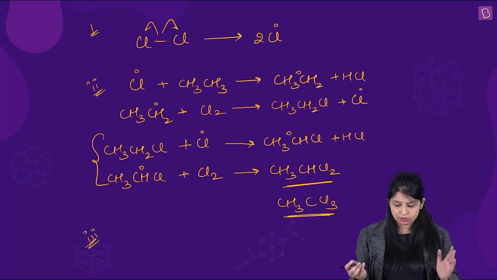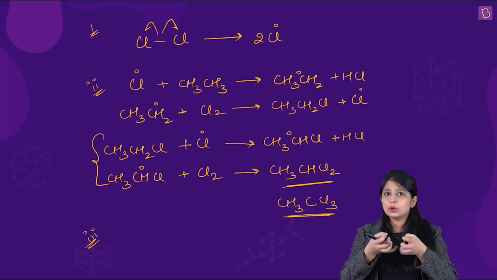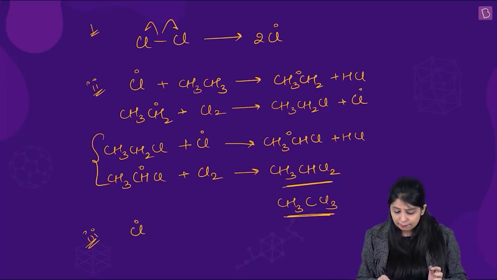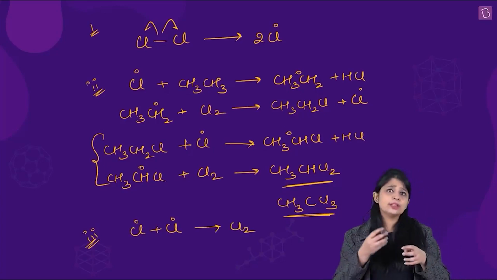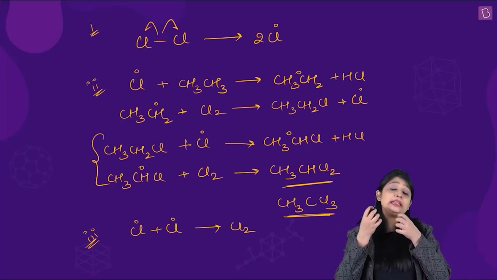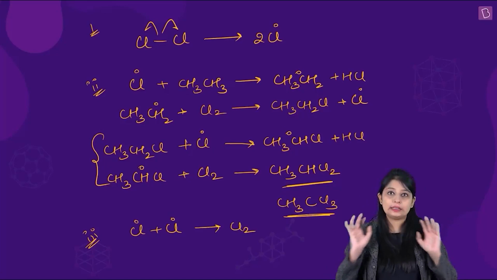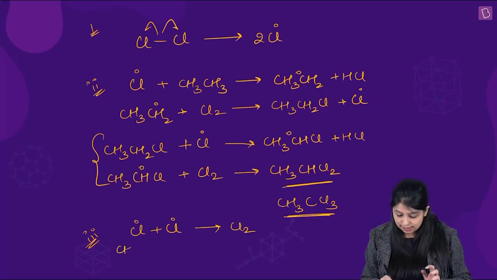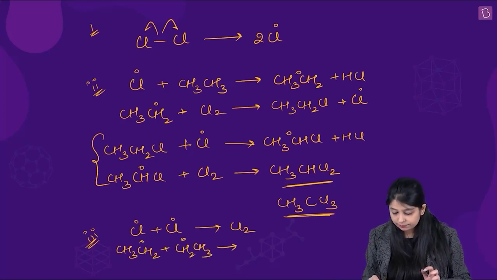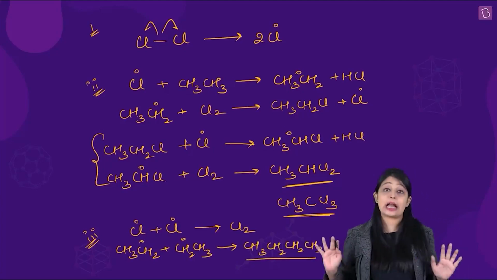Right? And the third step is termination. So the 2 chlorine free radicals can combine to give chlorine gas. So in the termination step, the concentration of free radicals decreases. Here CH3CH2 free radical will combine with another CH2CH3 free radical to give butane. So there are lots of byproducts that are formed in this reaction.